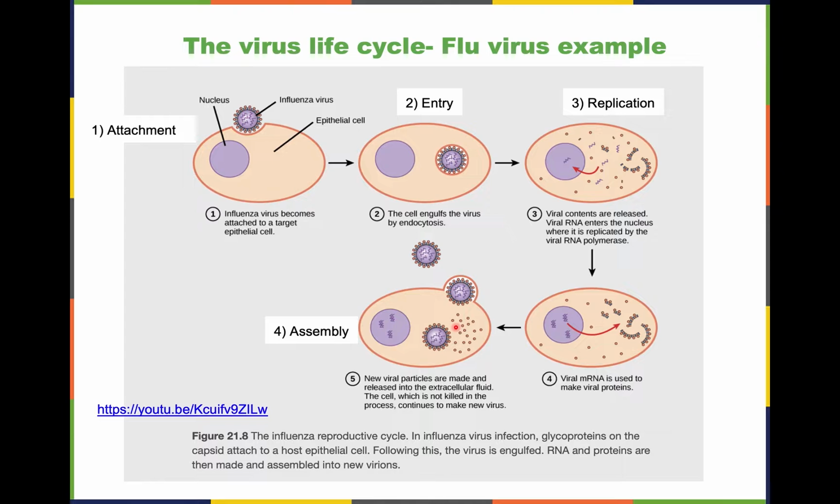So we get attachment, entry, replication, assembly, and egress. That means the virus is shed out.